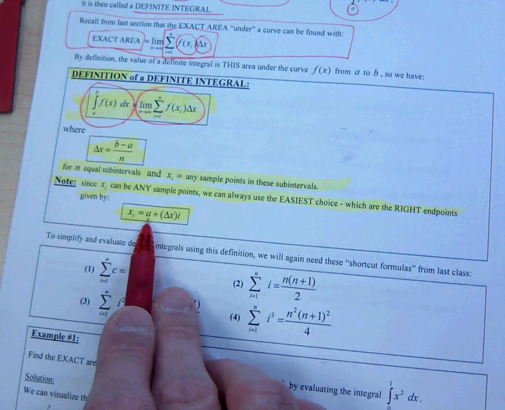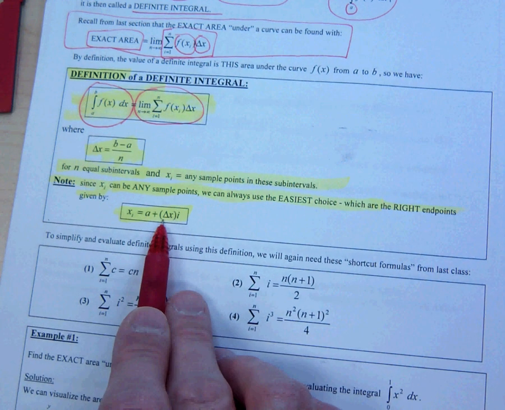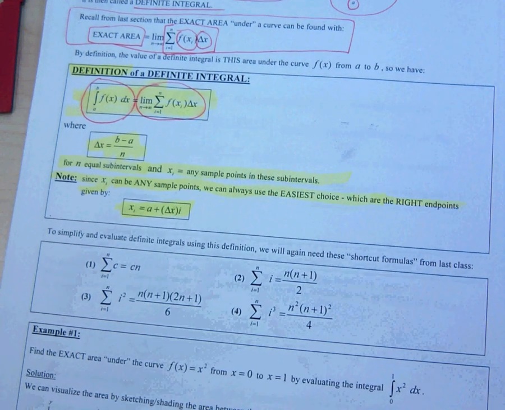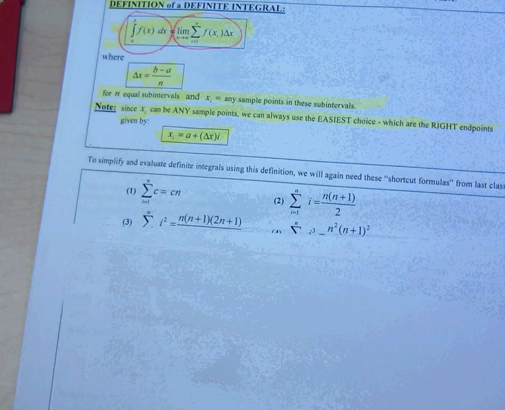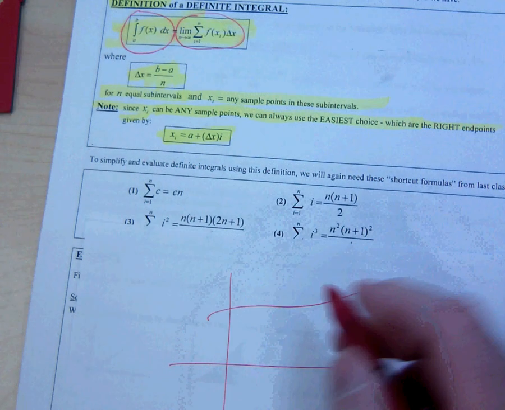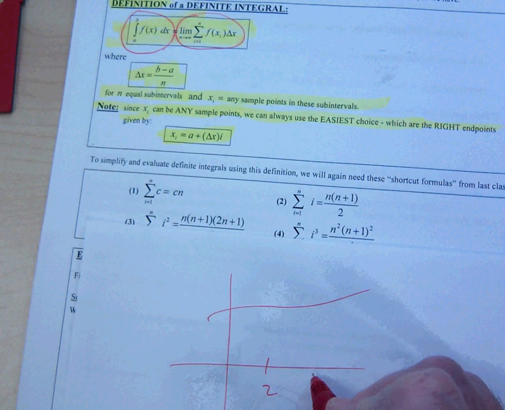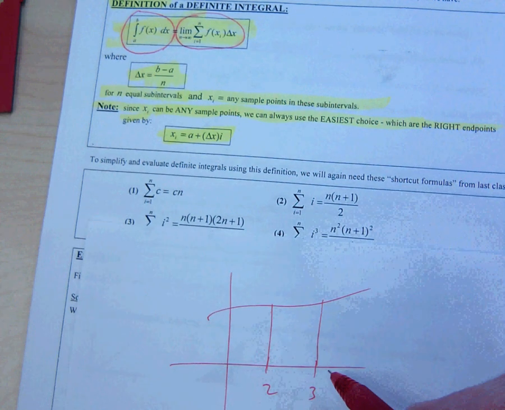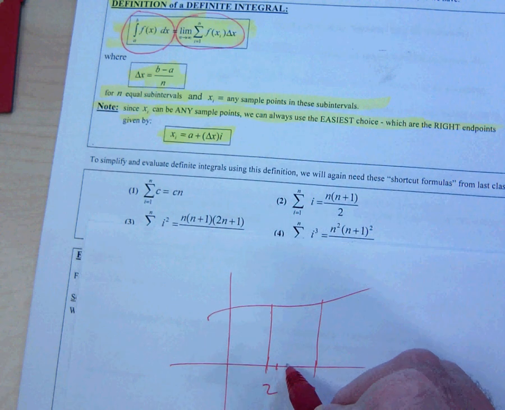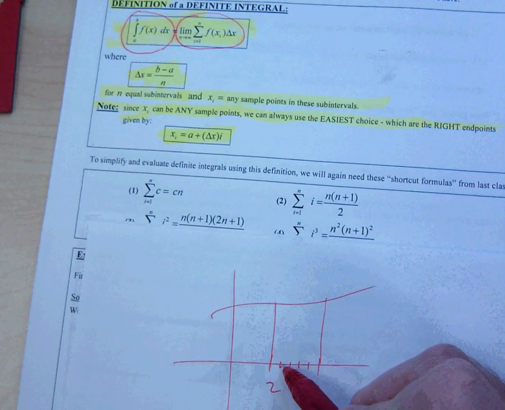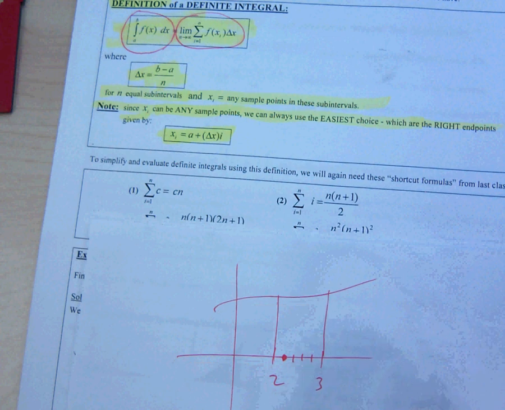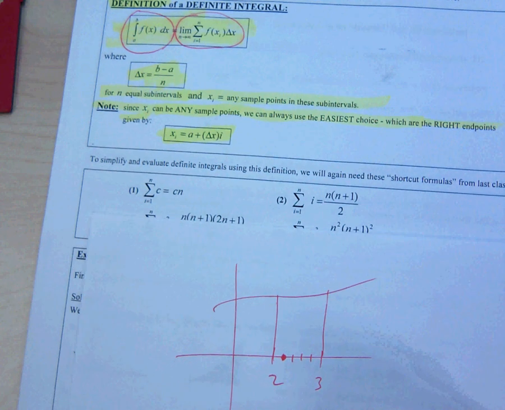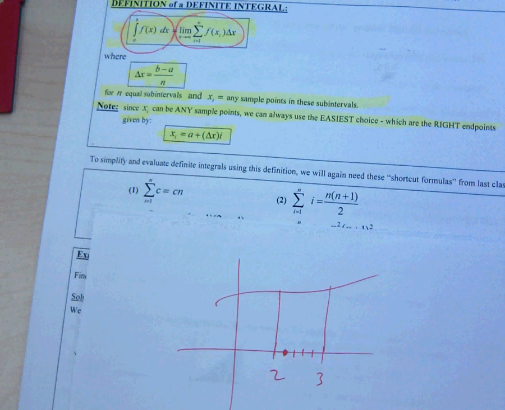So you're going to have a plus 1 times delta x. So for example, if you had this interval here, say from 2 to 3, and suppose you use 5 rectangles or 5 subintervals, how would you get that right endpoint, guys? It would be 2 and 1/5, isn't it?